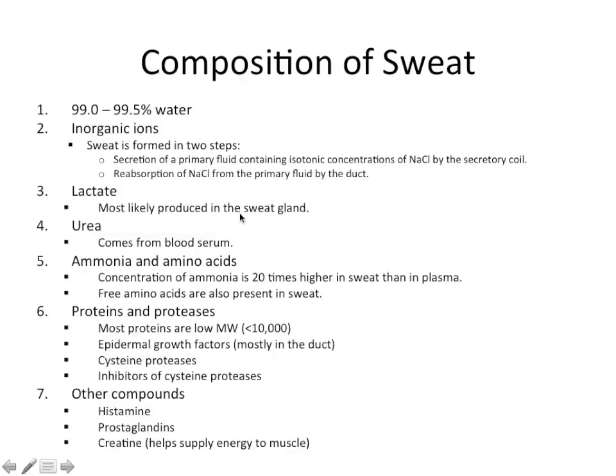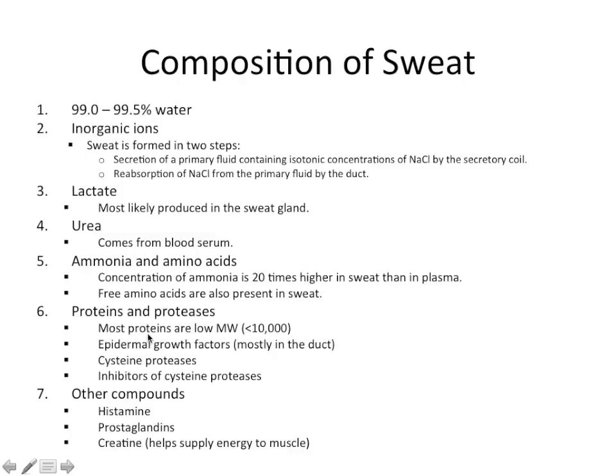Lactate most likely comes from the sweat gland area, and again, we indicate this because some of these compounds, like urea, for example, come from the blood serum. For the ammonia and amino acids, essentially we see that the concentration of ammonia is about 20 times higher in sweat than it is in plasma. So that means this is probably produced in the sweat gland somehow. And we also find free amino acids present in the sweat.